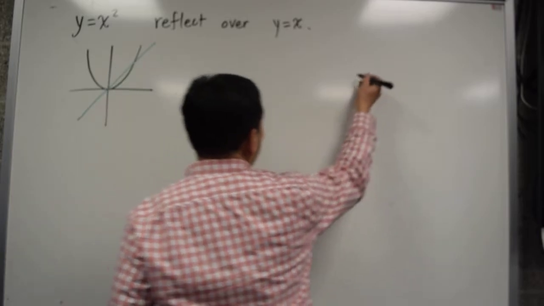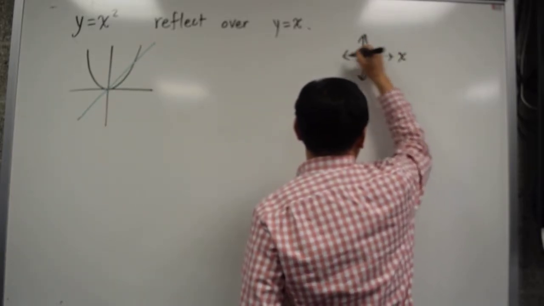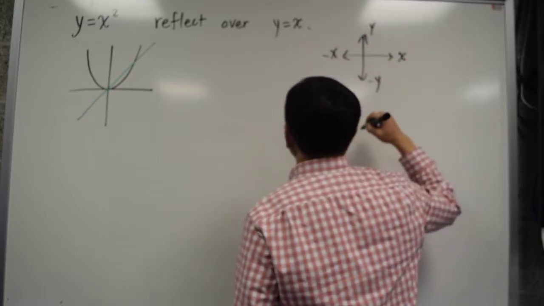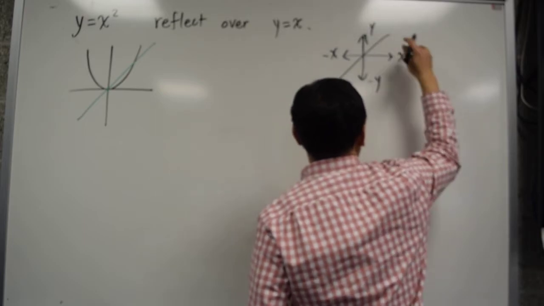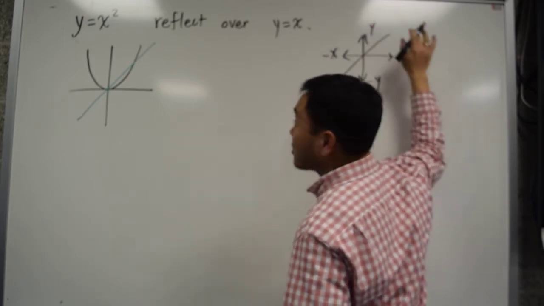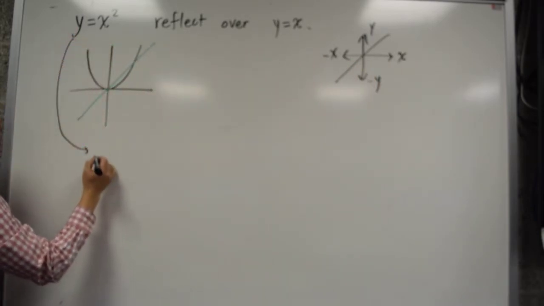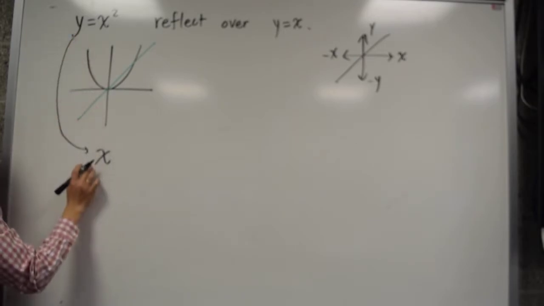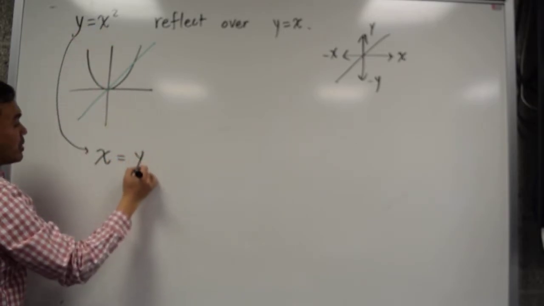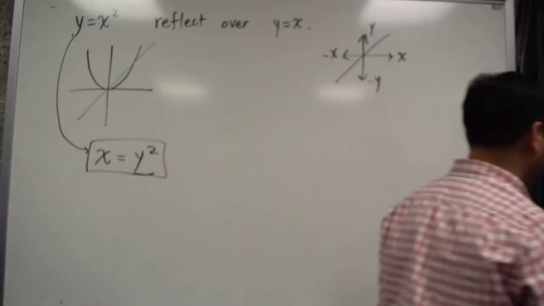First, we use that small picture that we always draw, which is x, negative x, y, negative y, right? And then if you're trying to flip over here, where does x go? Goes to y. Where does y go? Goes to x. So the formula for the equation would be, instead of y you put x, instead of x you put y. Okay, that's what we have.